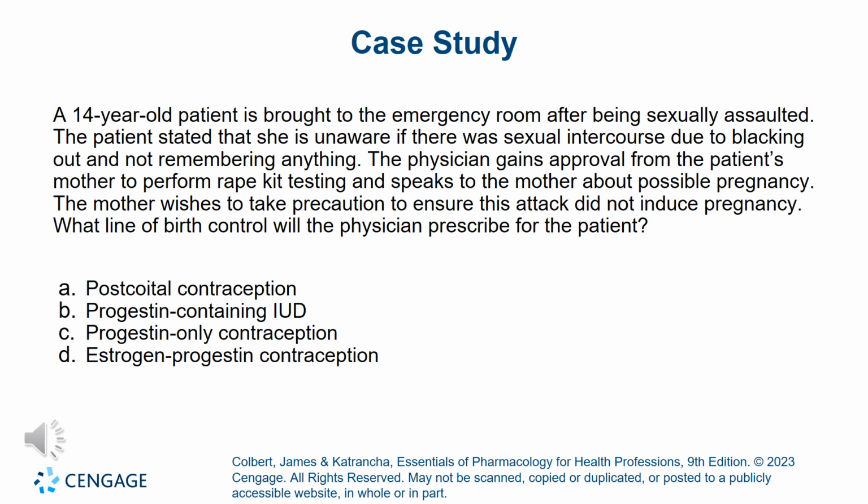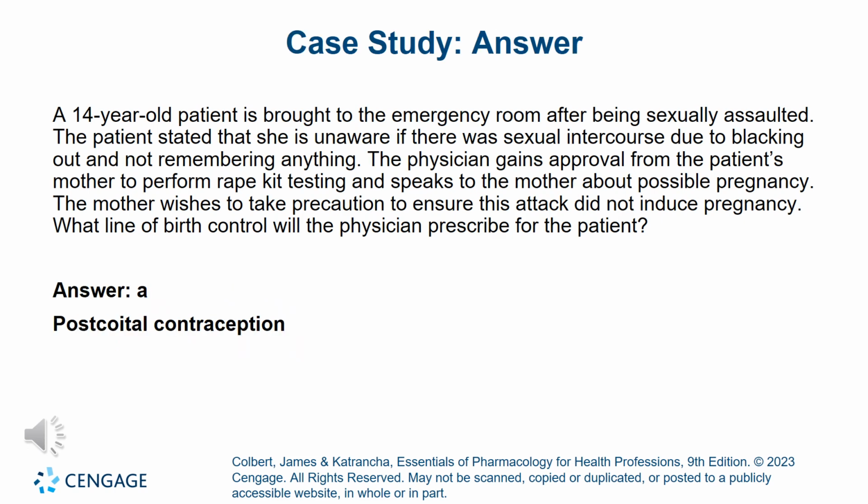Is it A, postcoital contraception, B, progestin containing IUD, C, progestin only contraception, or D, estrogen progestin contraception? From what we've learned so far, think about this and choose the best answer. You can check your answer on the next slide. If you chose A, postcoital contraception, you are correct. This is the best answer for this case study.